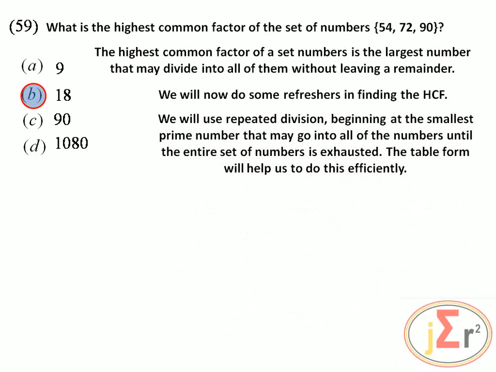We will use repeated division beginning at the smallest prime number that may go into all of the numbers until the entire set of numbers is exhausted. The table form will help us to do this efficiently. There we have the table form and we have the numbers 54, 72, and 90.